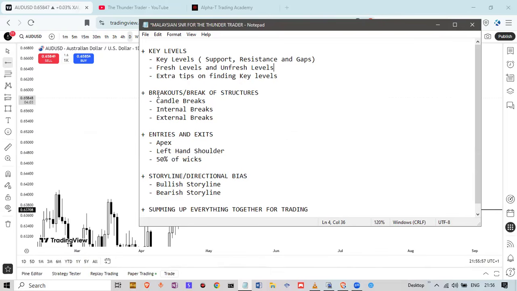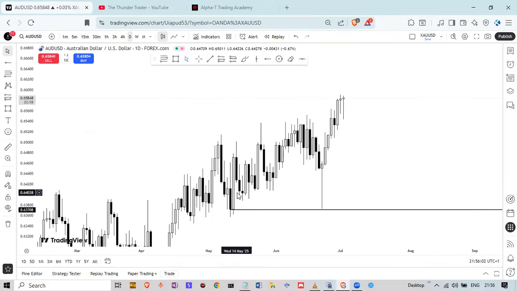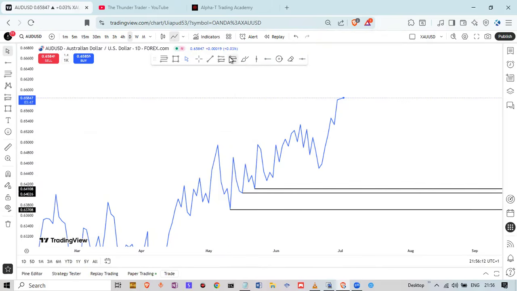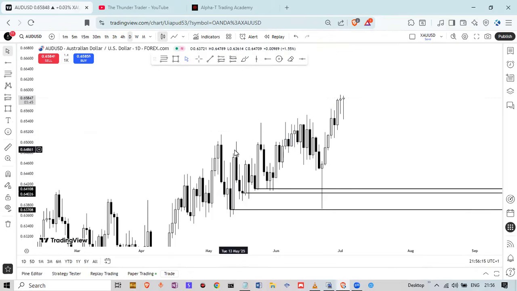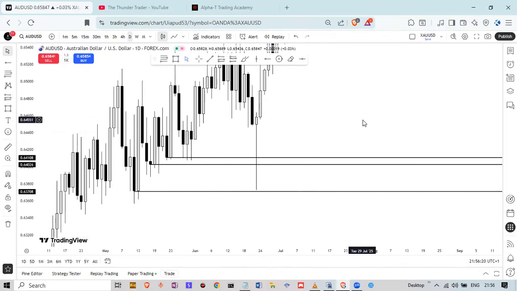Right. So we learn to get the hang of this thing over time. Here's one level here. And this another. So mind you, some of these levels are no longer fresh because of how price has wicked through some of them. There's a video I have where I spoke about fresh and unfresh levels. But to make things much easier for you, let me look for an environment.